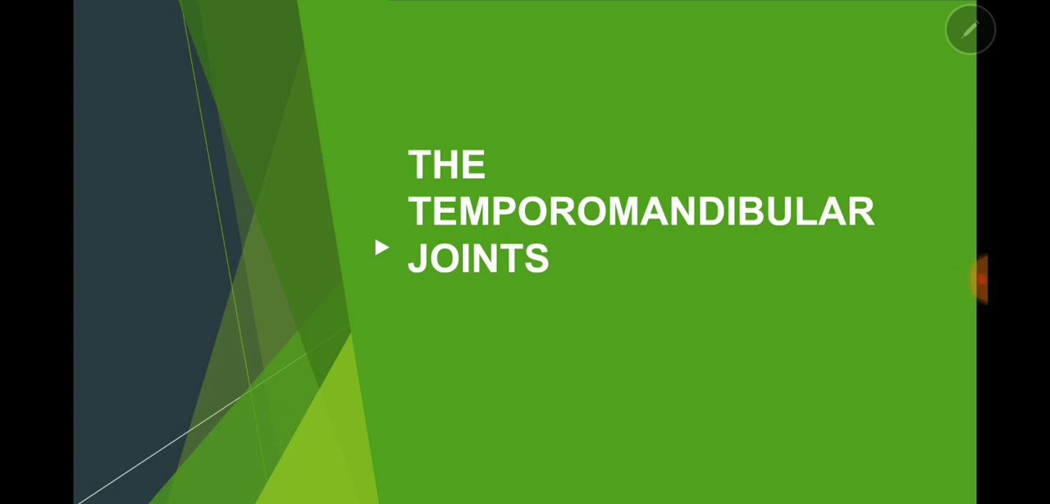So we're going to review the famous and the most complex joint in the body, which is the temporomandibular joint. Okay, so we're going to look at its anatomy, and then there's a second part to this where we're going to look at the temporomandibular joint and its surrounding structures.